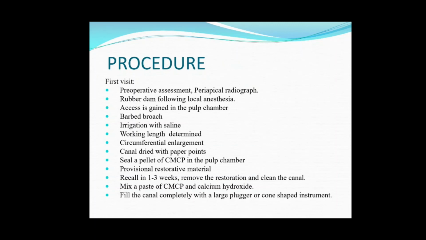Seal a pellet of camphorated monochlorophenol in the pulp chamber with a provisional restorative material. Recall in 1 to 3 weeks, remove the restorative and clean the canal again. Mix a paste of camphorated monochlorophenol and calcium hydroxide and place it inside the canal with a large plugger and a cone shaped instrument.